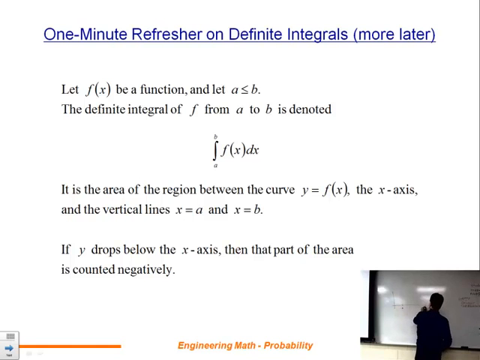So, in pictures, you've probably seen this before. There's a, there's b. The function looks like that. All these vertical lines, it's that area. So this is y equals f of x. That area is the integral from a to b of f of x. Okay.